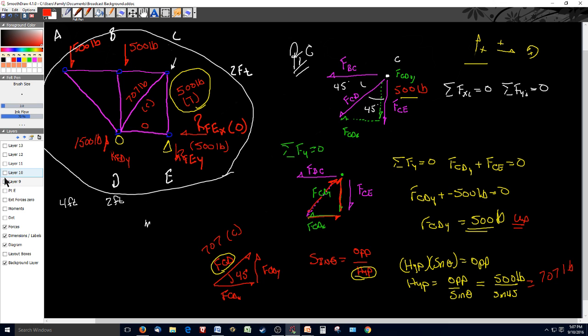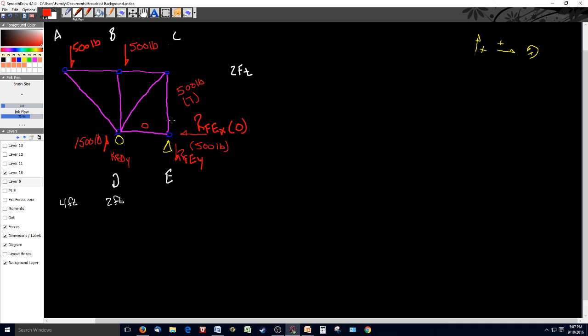So let's go ahead and look at E again. And I said that was 707 pounds in compression. And I'm still at my point E, or point C rather. Here it is. So now what I've got is a vector going in this direction, 707. I've got a vector coming down, 500. And now I've got an unknown vector right over here, which is my force, BC.